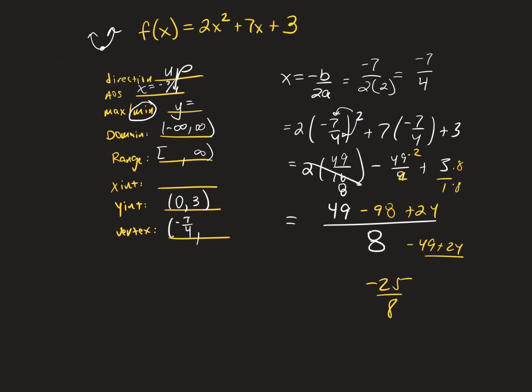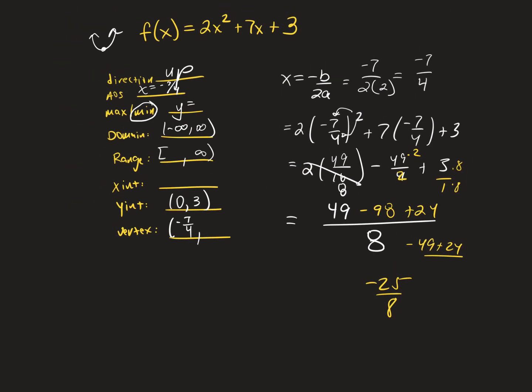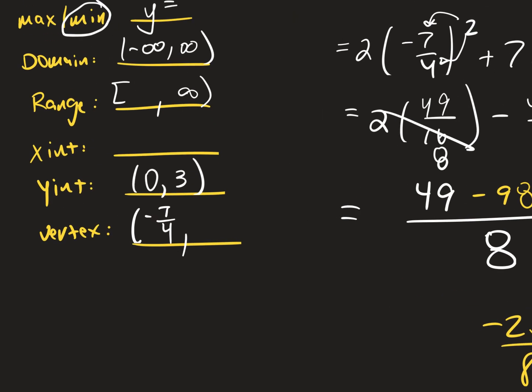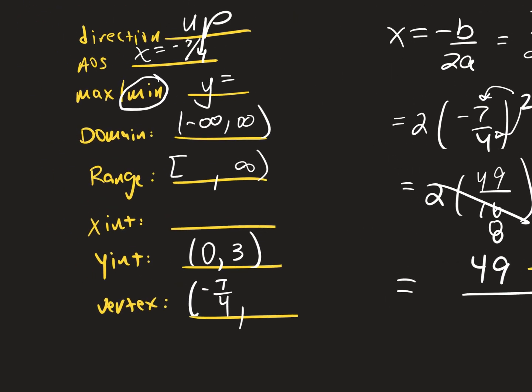But what can we do with this? What do I know that this negative 25 over 8 is? It's the minimum, negative 25 over 8. It's also this part of my range, negative 25 over 8. It's also the y part of my vertex, negative 25 over 8. I hear it. So we have answered every single question.